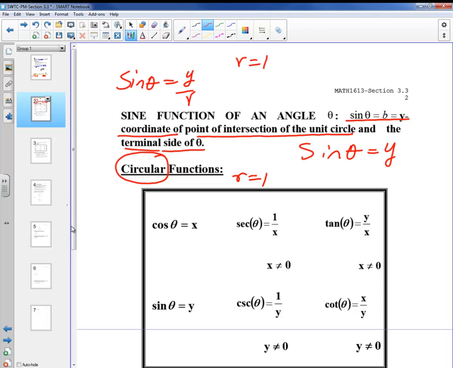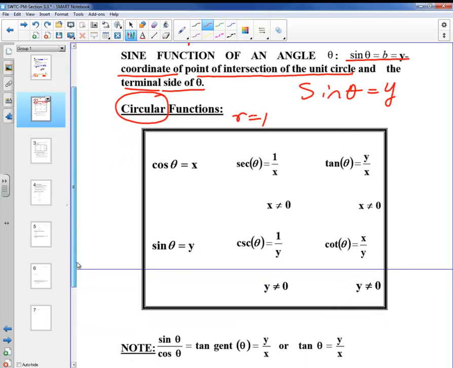So in a way, it looks like we are redefining the trig functions, but it's just in the case that R equals 1. Cosine of theta equals X. Its reciprocal, secant, will be 1 over X. Sine of theta equals Y. Cosecant of theta equals 1 over Y. And tangent and cotangent remain the same because they don't really involve R, the radius.